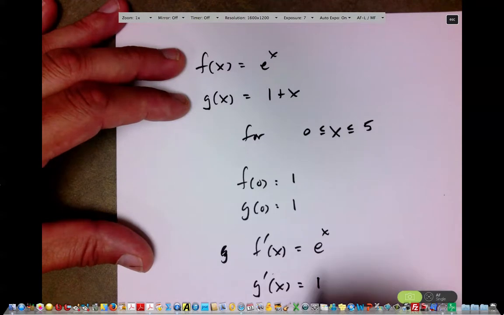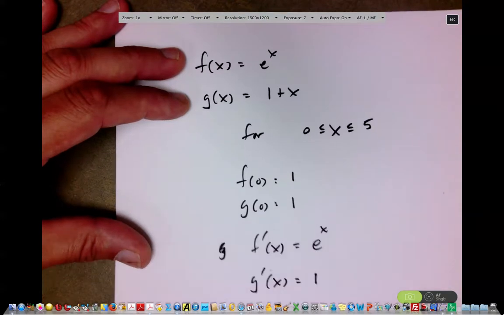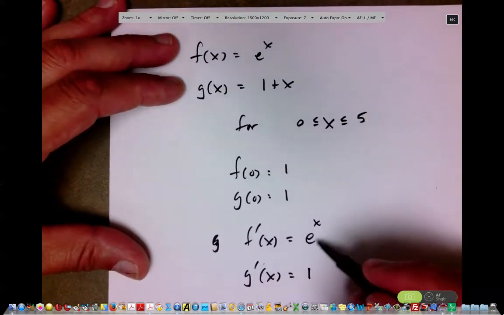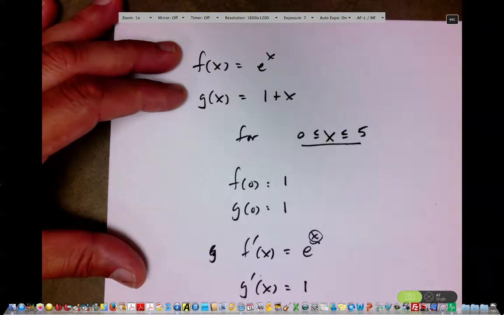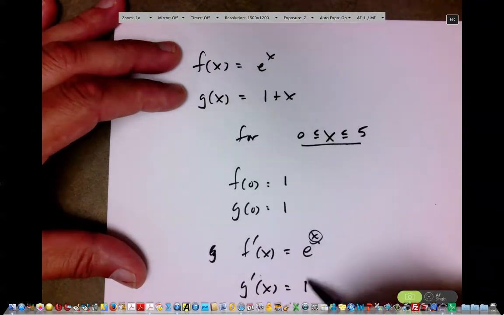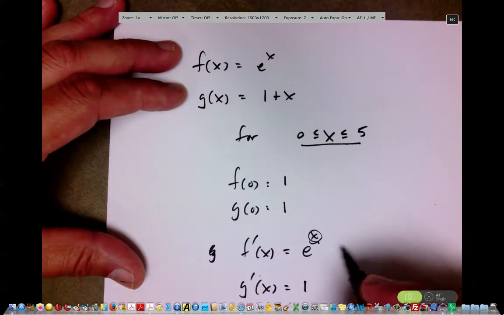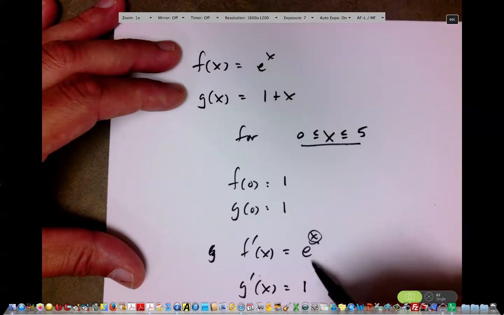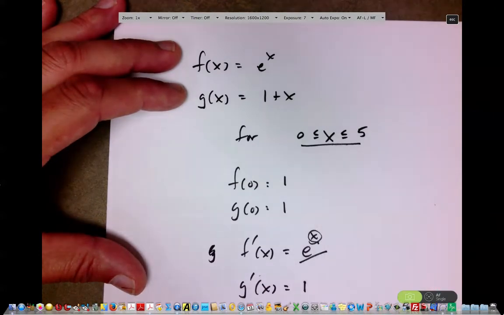Now, if I want to compare these two derivatives, f prime of x and g prime of x, think about what happens if you plug in any number between 0 and 5. So e to the first power is e, e to the second is 2.718 squared. That's going to be bigger than 1, and so on. So you're going to find that as long as x is a number between 0 and 5, this derivative is going to be bigger.